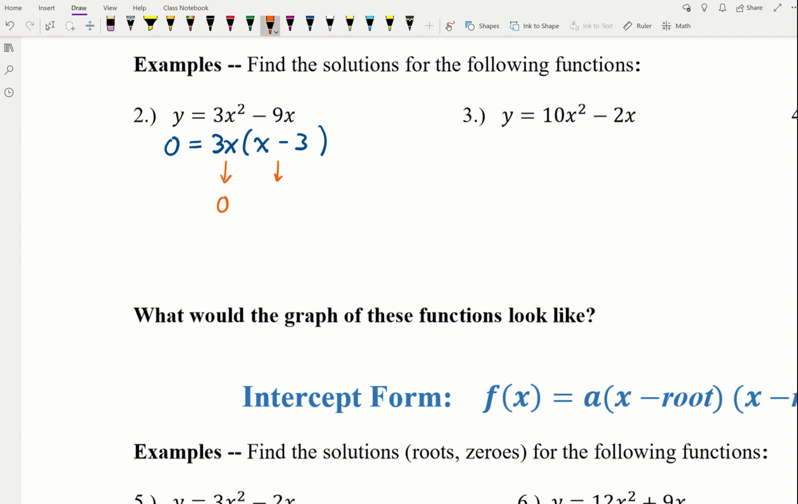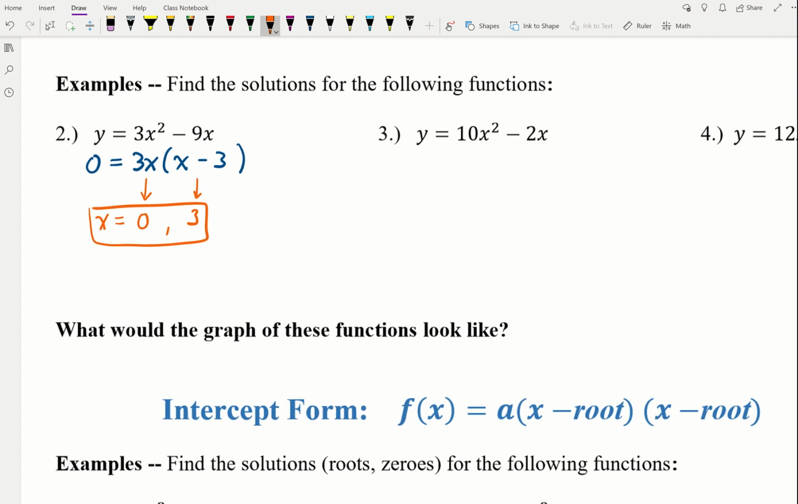If x minus 3 is going to equal 0, I'm going to add 3, giving us positive 3. So our solutions are x equals 0 and positive 3. All right, so the factors help us find the zeros, but they are not the same thing.